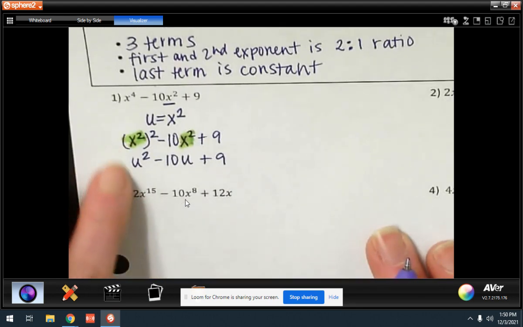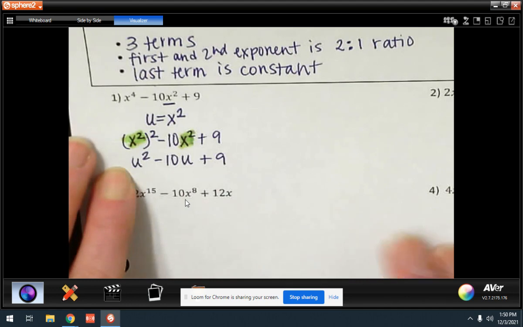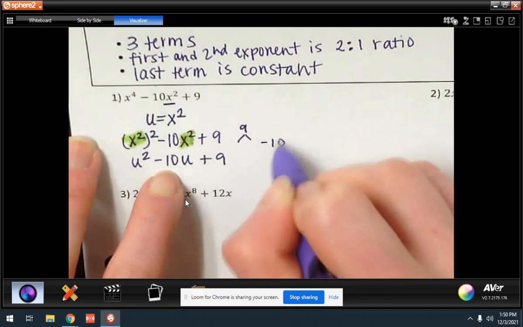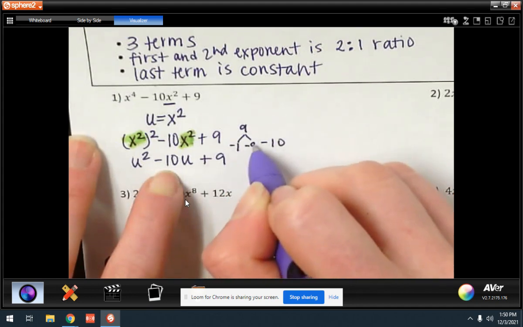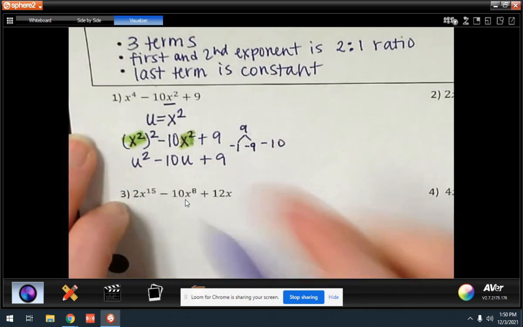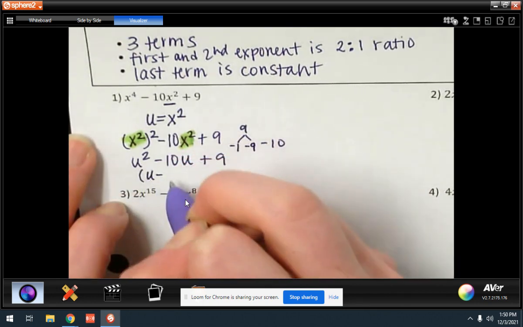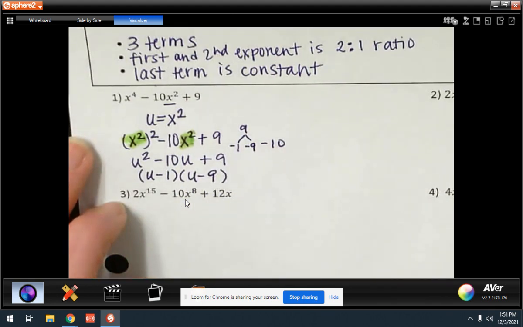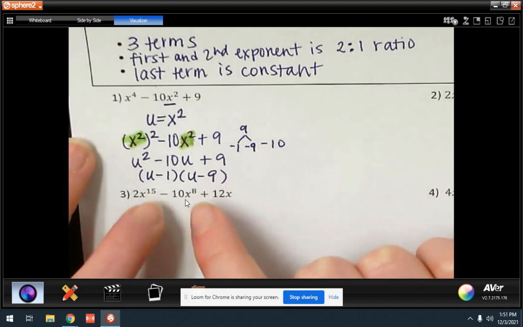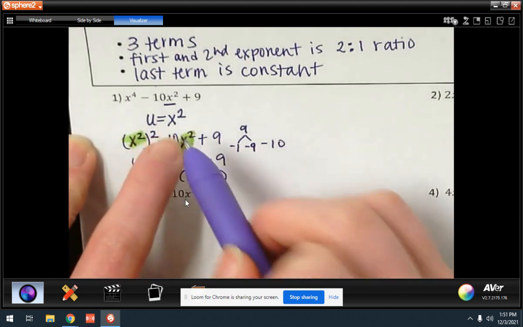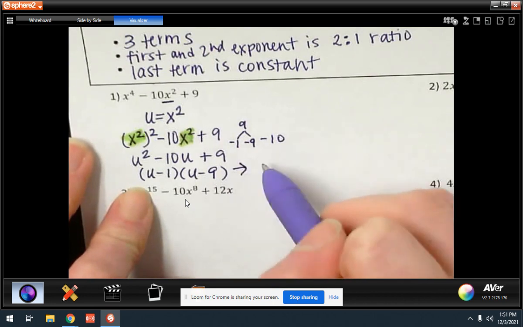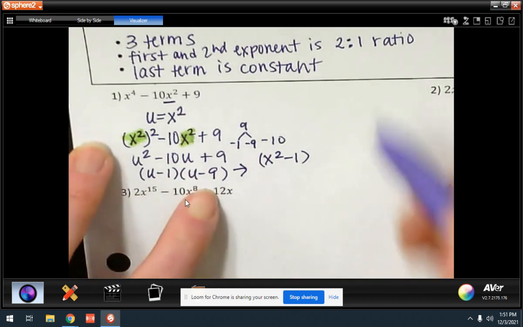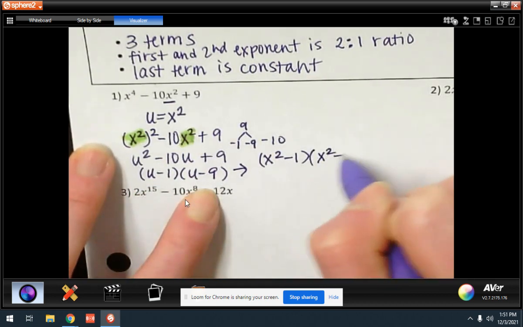Now we can factor it just like we did our quadratics. Okay, and this a is 1, so we can even use the shortcut here. I'm looking for two numbers that multiply to 9, but add to negative 10. Negative 1 and negative 9. And so this quadratic factors to u minus 1 and u minus 9. Now don't box that as your final answer. Don't leave u there. He's just a placeholder. We have to put the x squared back. And so this turns into x squared minus 1 for our first factor and x squared minus 9.